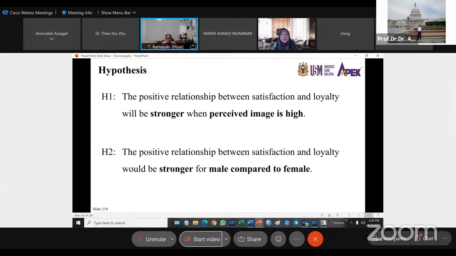The first one is we have three variables: satisfaction, loyalty, and image. So the positive relationship between satisfaction and loyalty will be stronger when image is high. This is a directional hypothesis. The positive relationship between satisfaction and loyalty would be stronger for male compared to female. This is also a directional hypothesis for a categorical variable, gender. Okay? Gender is the moderator.